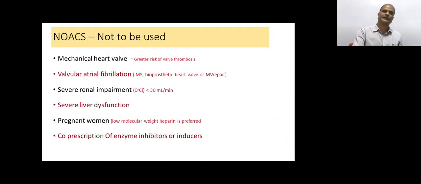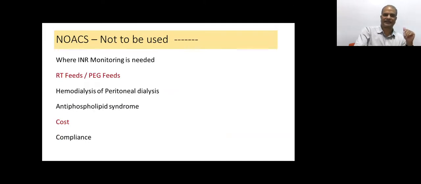So when should you not use novel anticoagulants other than these conditions? Mechanical heart valves, you should not use, because studies have shown they predispose to more wall thrombosis. And valvular atrial fibrillation also you should not use. Severe renal impairment, we saw that. If it is severe renal impairment, even dose adjustment won't work. Or severe liver dysfunction, pregnancy, where low molecular weight heparin is used, and co-prescription of these other agents.